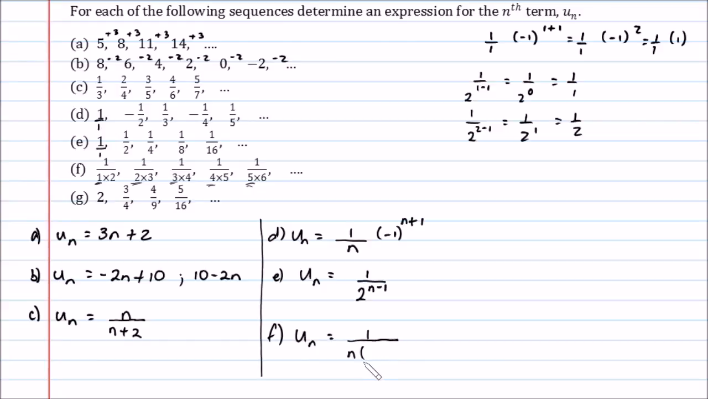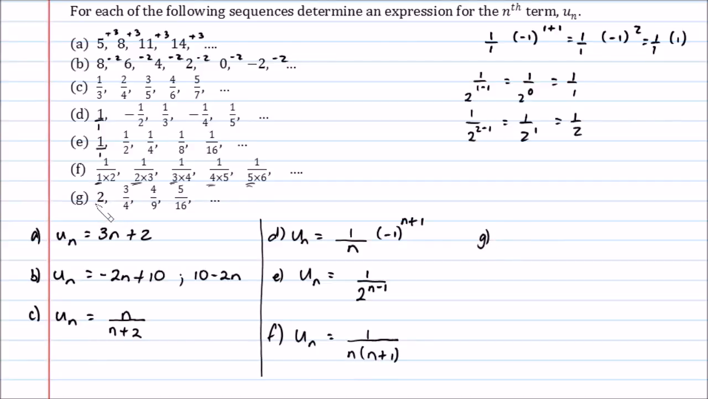And we are multiplying using brackets instead of the multiplication sign by 1 more than the first number if we check. 2 is 1 more than 1, 3 is 1 more than 2, 4 is 1 more than 3, so 1 more than n is n plus 1. And that would be our expression for f. And you can just substitute in some numbers and see that it works. And finally, for g.